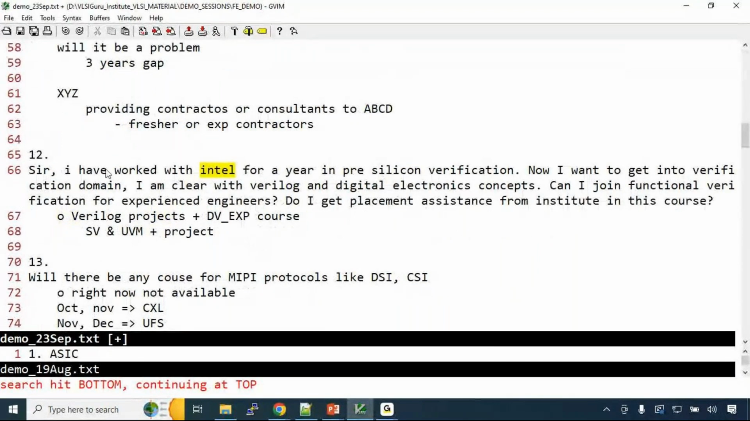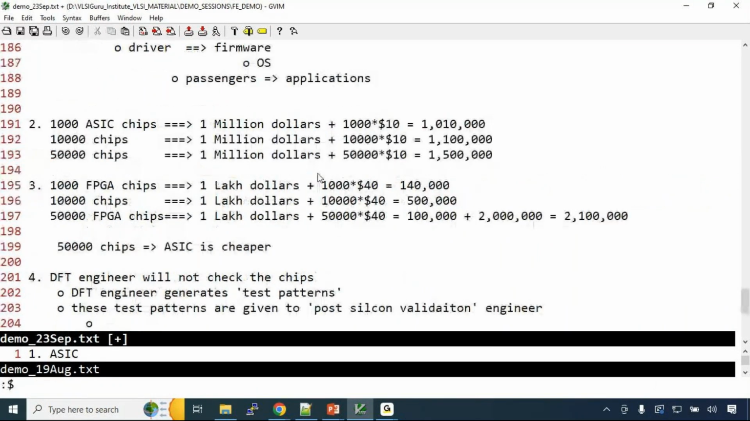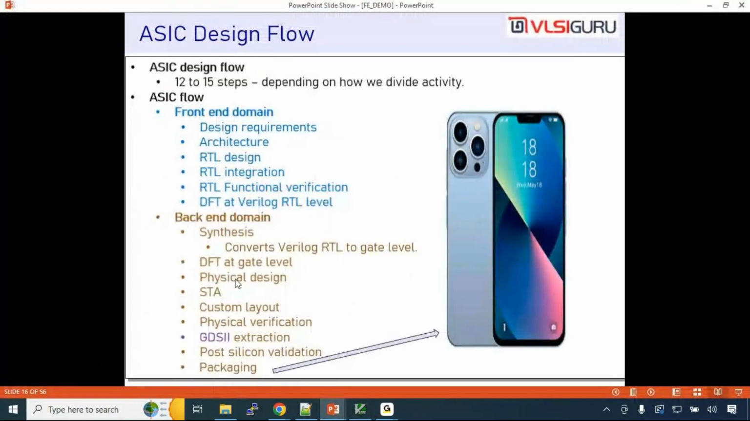I have worked on pre-silicon. Okay, he is doing the same thing. In some cases, they write post-silicon verification. That means they're doing the post-silicon validation work. You got this flow, right?